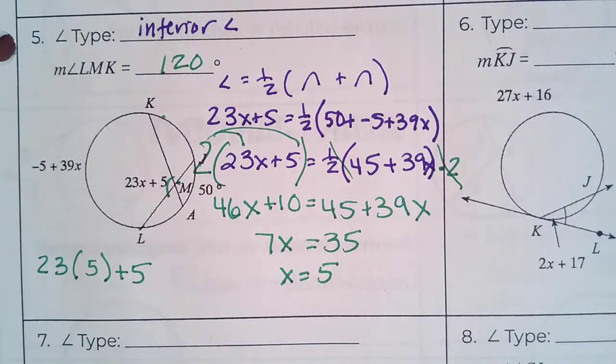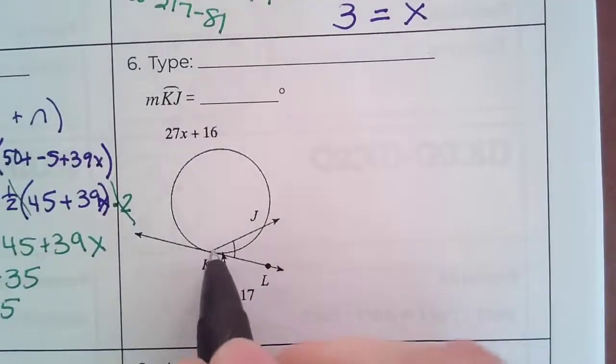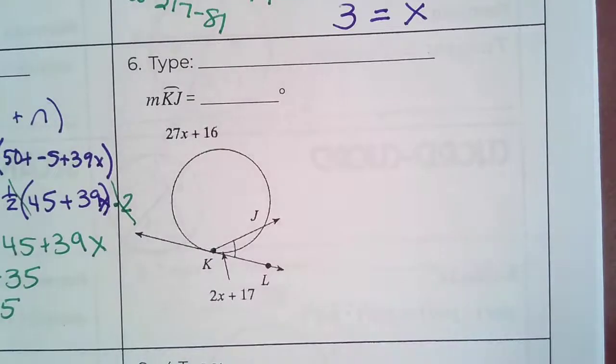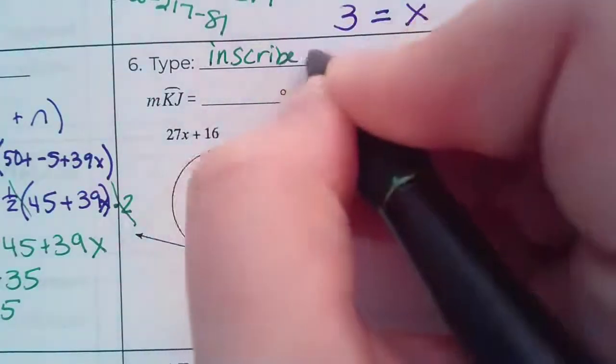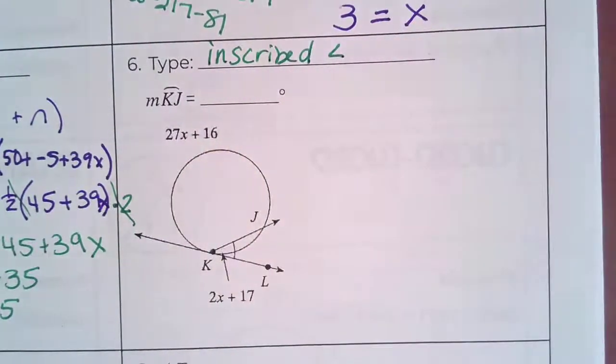Three more. Okay, this angle has a vertex on the circle. So what do we call it? Inscribed. Inscribed. All right.